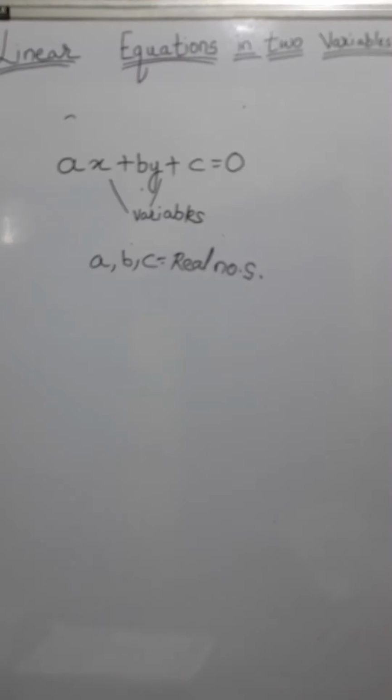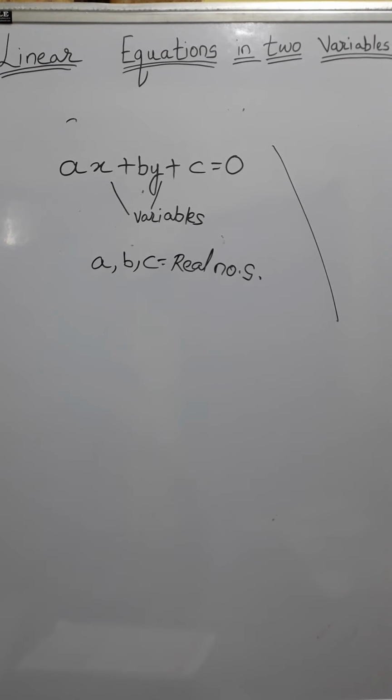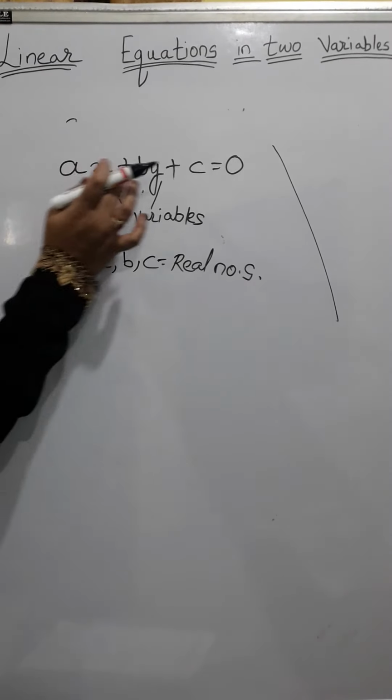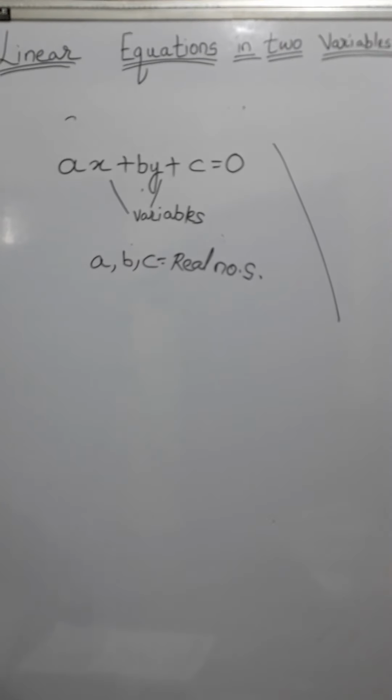Now, why is this equation called a linear equation? If we represent this equation graphically, it will be a straight line. That's why it is called a linear equation. And since this equation has two variables, it is called a linear equation in two variables, where a, b, c will be numbers. Maybe it will be 1 or maybe a number other than 1.